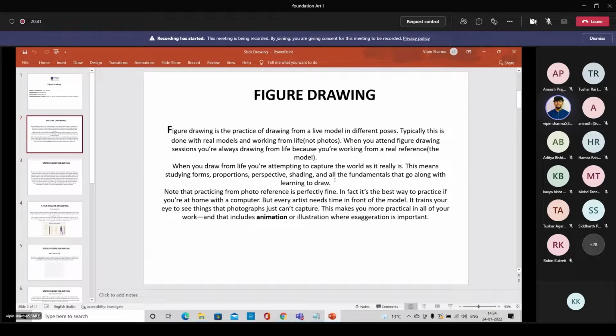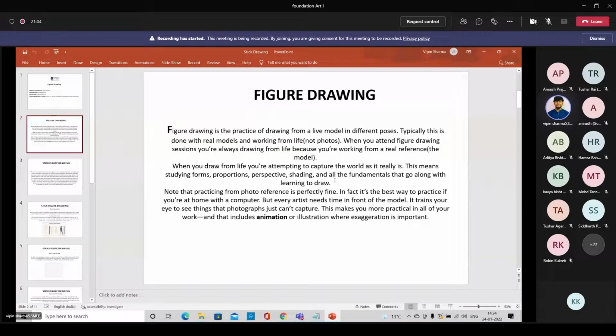Note that practicing from photo reference is perfectly fine, right? It's not that you can't practice from photos. It's perfectly fine, and in fact it is the best way to practice if you're at home with a computer. But every artist needs time in front of the model. It trains your eye to see things that photographs just can't capture, right?